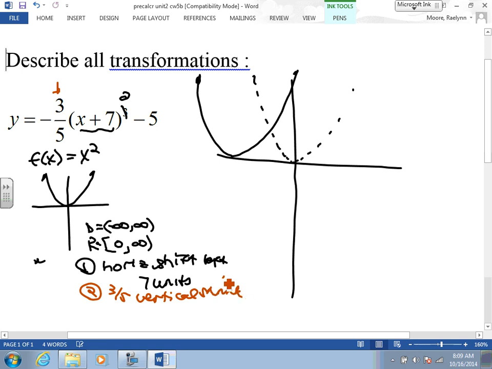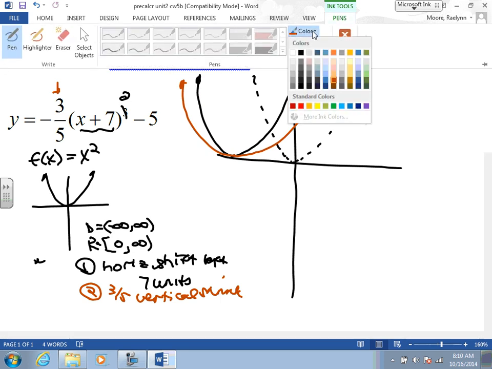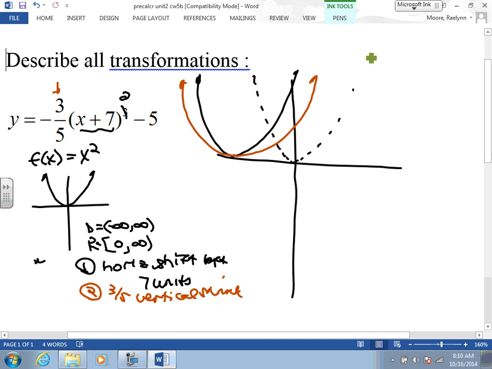Is this going to change my domain or my range? No. So a vertical shrink, because this is a fraction, it's less than 1, it's just going to make my graph move out a little bit. I'm changing the distance from 0. Okay? Let's go with 3. Okay, what's the next thing I'm going to do?